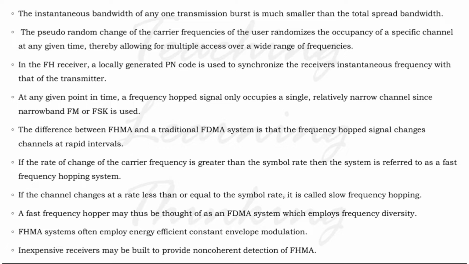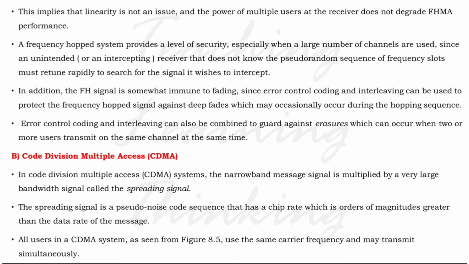FHMA systems often employ energy efficient constant envelope modulation. Inexpensive receivers may be built to provide non-coherent detection of FHMA. This implies linearity is not an issue, and the power of multiple users at the receiver does not degrade FHMA performance. The frequency hopped system provides a low level of security, especially when a large number of channels are used, since an intercepting receiver that does not know the pseudo random sequence of frequency slots must retune rapidly to search for the signal it wishes to intercept.